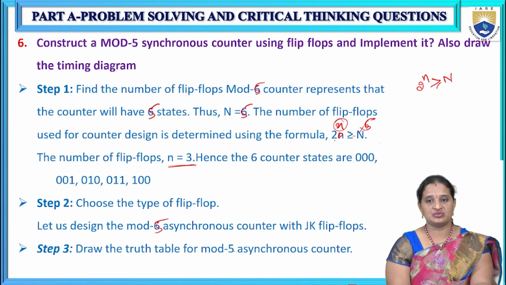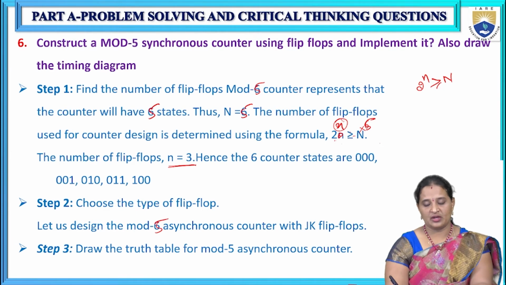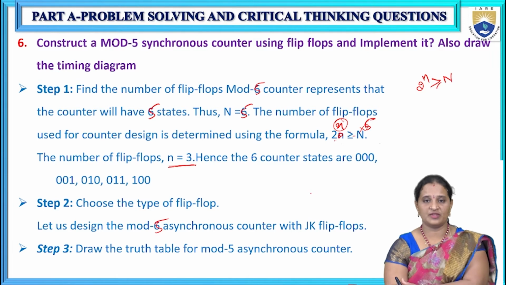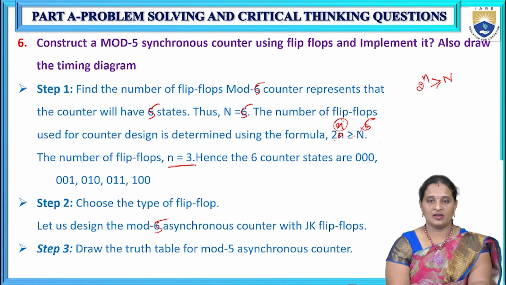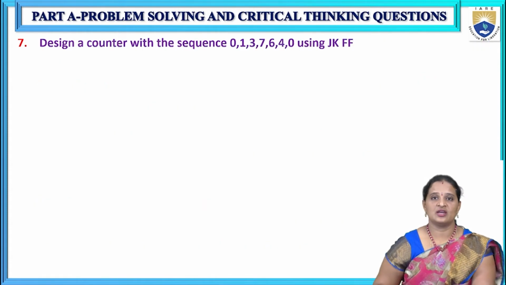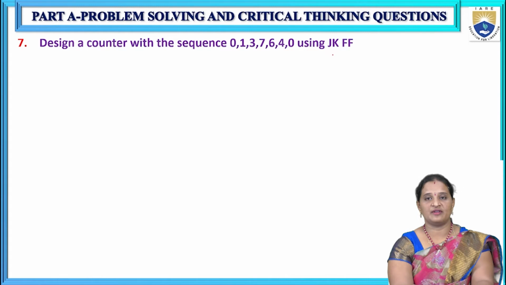Draw the truth table of the mod 5 synchronous counter, and then get the simplified Boolean functions for the outputs, the next state, that is the inputs of the flip-flops, in terms of the present state, and then draw the logic circuit using the flip-flops. So this is the procedure. By following this procedure, you can design any type of synchronous counter. Design a counter with the sequence 0, 1, 3, 7, 6, 4, 0 using JK flip-flop.